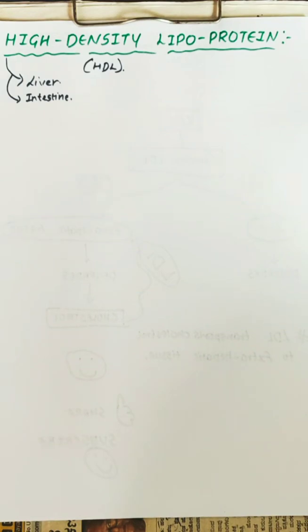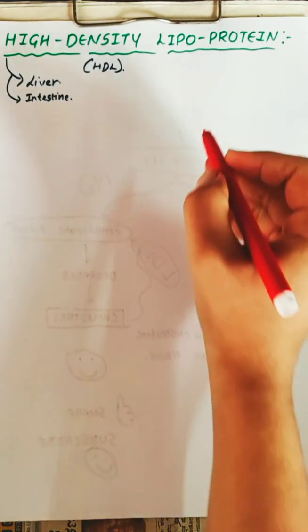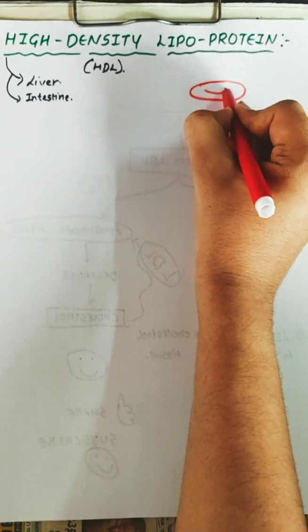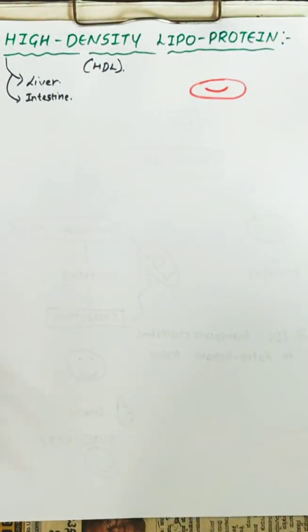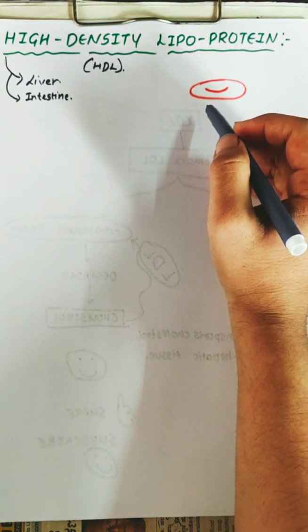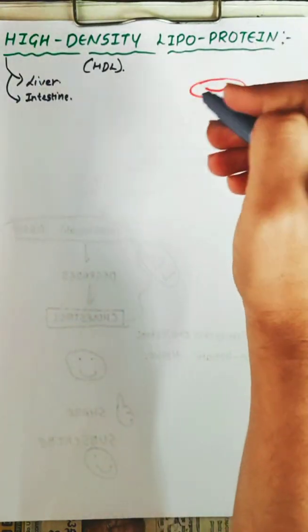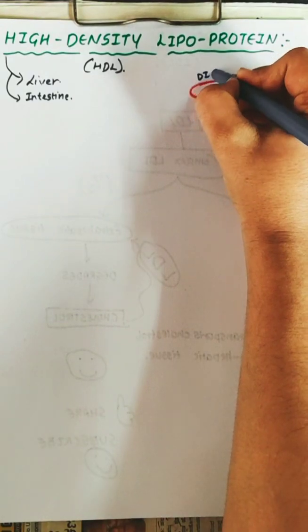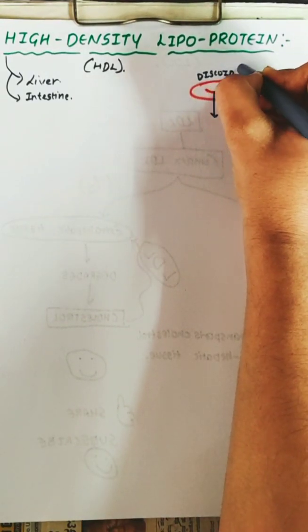Now we'll study about the shape of the HDL cholesterol. It is in discoid shape. You know the shape of RBC, biconcave shape or discoid shape. So high density lipoprotein is discoid shape. Remember it as discoid shape.